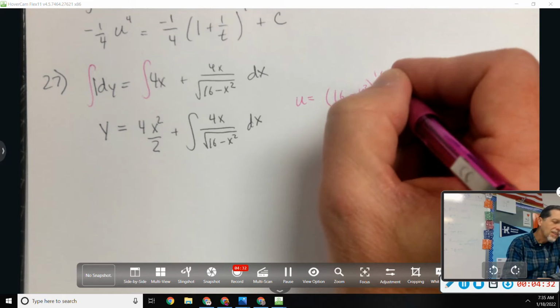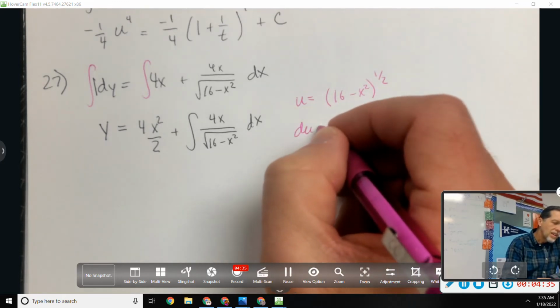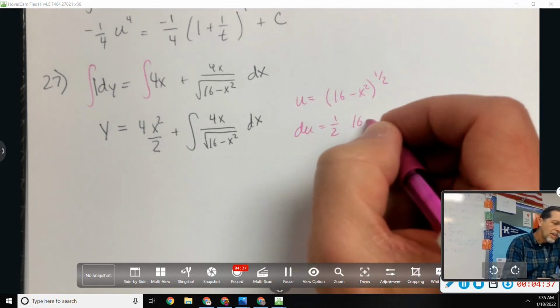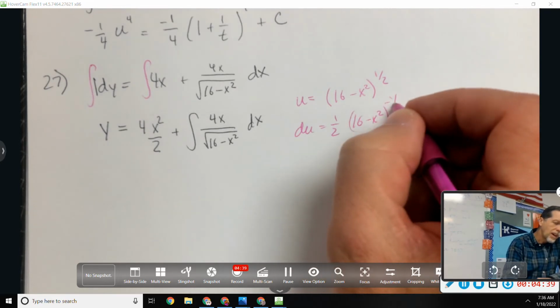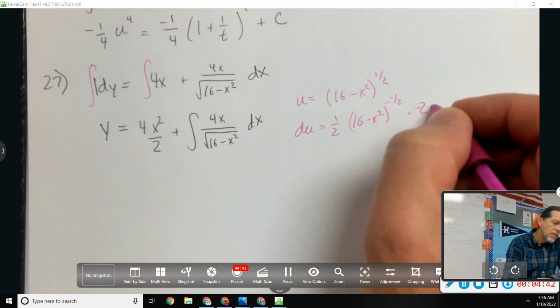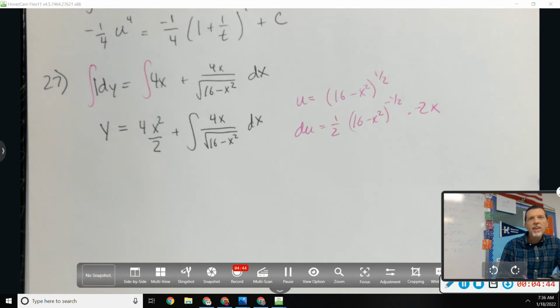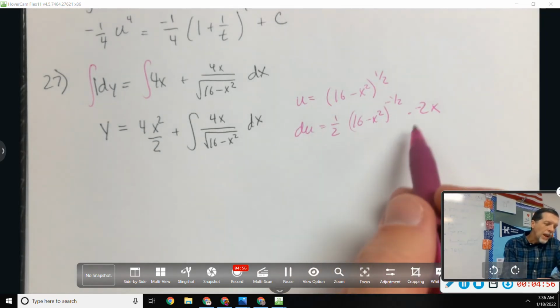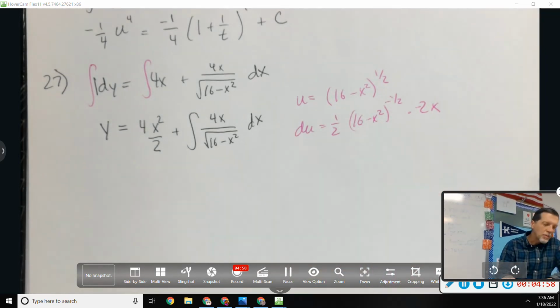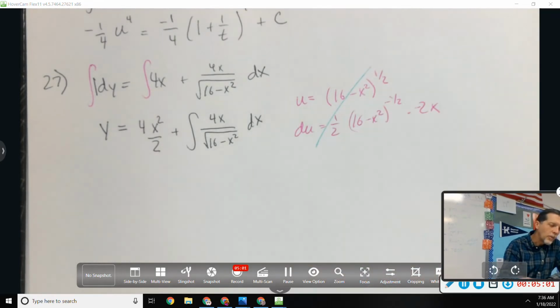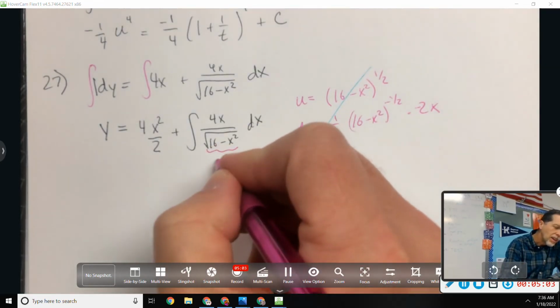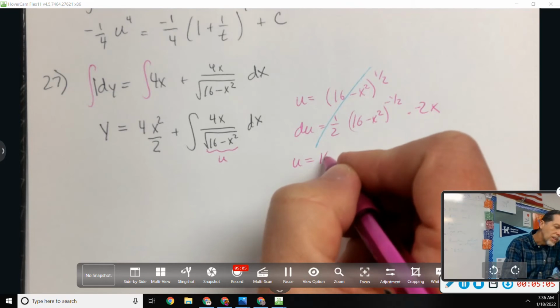If we do that, then we get 1/2 16 minus x squared to the negative 1/2 times negative 2x. That's a lot going on there. I think just 16 minus x squared. You actually could maybe do this. I wouldn't recommend it, but it could be done that way. I think the easier way is to let u be 16 minus x squared.